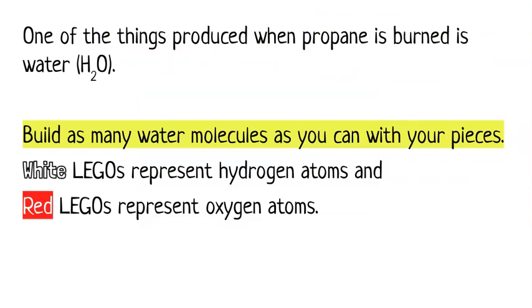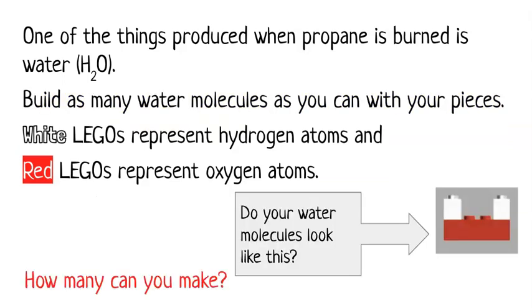So one of the things that's made chemically when hydrocarbons are burned, propane in this example, is water, which is H2O. So take a look at the Legos you have in front of you and build as many water molecules as you can with your pieces, right? Don't go back into the box. So we're using white for the hydrogen and red for the oxygen. How many water molecules can you build? So here is an example of what those molecules should look like with Legos.